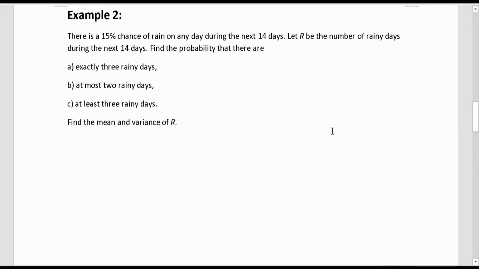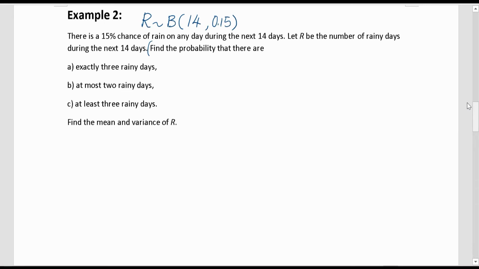There is a 15% chance on any day during the next 14 days. Okay, so since I have explained that the capital R follows binomial distributions where the N is 14, and then the probability for any day to be raining is 0.15. Okay, now we're trying to find out the probability. Find the probability that there are exactly 3 rainy days.